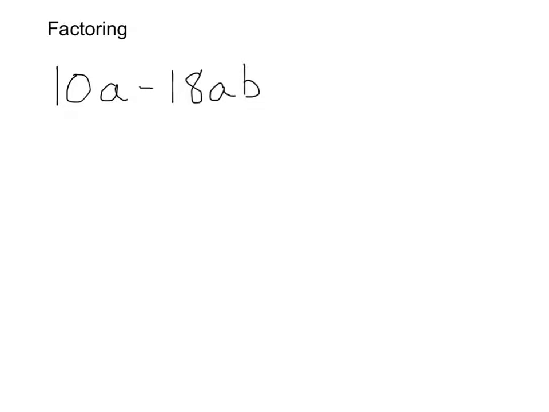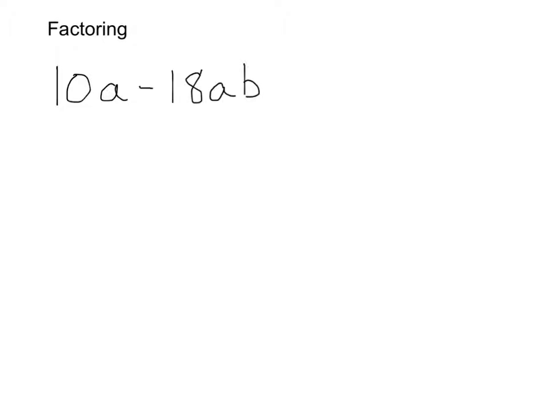So factoring is basically looking at each term and seeing what they share, okay? So you look at 10a minus 18ab, and all factoring is looking at both terms and seeing what they both have, and whatever they both have, I can remove it, okay? So first, just to get real basic on you, let's write each of these as prime factors.